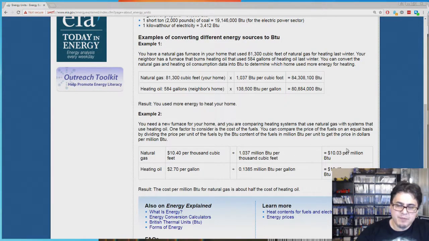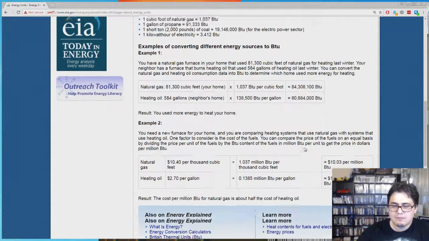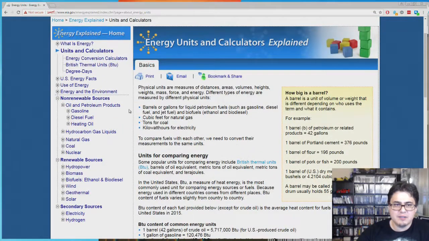But without this BTU conversion, when you're just looking at the price, well, $10 per 1,000 cubic feet versus $2.70 per gallon, isn't $2.70 cheaper than $10? Well, yeah. But again, you're not taking into account this efficiency factor right here. How much BTUs is stored within this unit that we're looking at, right? So that's why this conversion is really handy to use BTUs, okay? So that's that for BTUs.